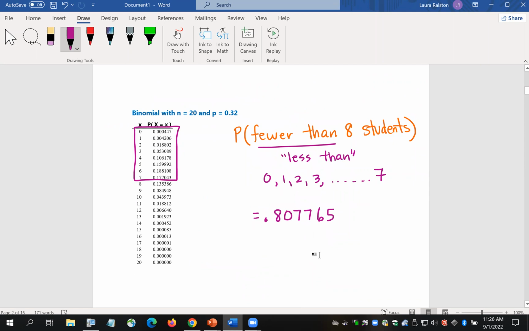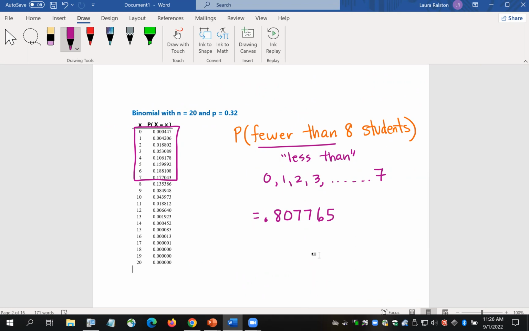I wanted to mention this. I know this is not going to be an option on the midterm, but just an option you can use: if you throw those into a Word document and then copy them and throw them into Excel, they're very agreeable and you can sum them up.